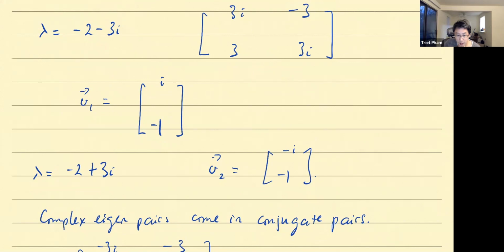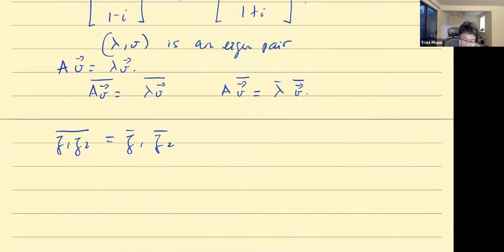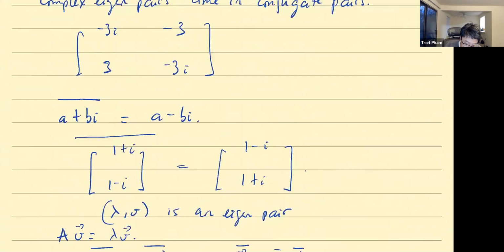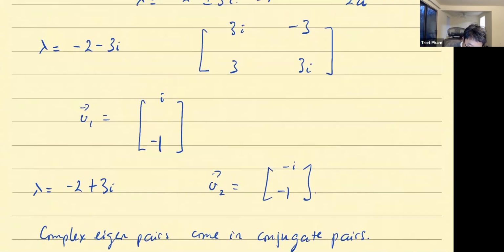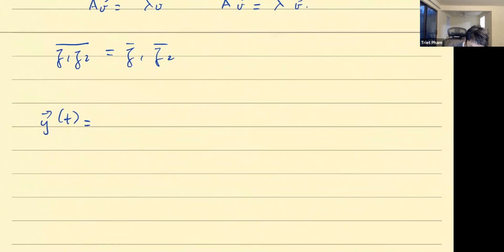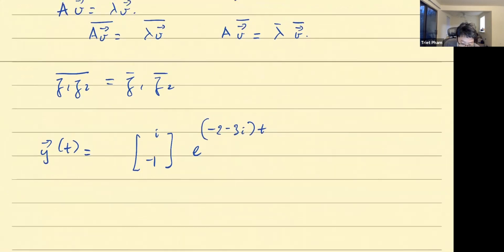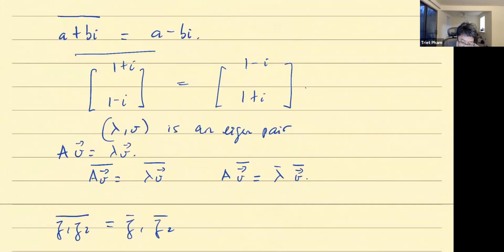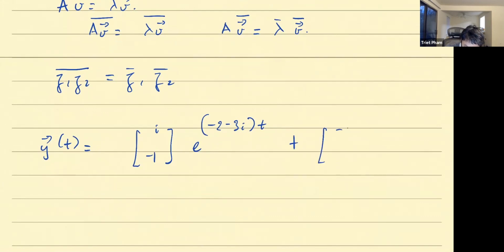Okay. So now, what do I do? Now I will form the solution. First you solve it in the naive way, which is this. So it's i minus 1, i minus 1 and minus 2 minus 3i. I minus 1 times e to the minus 2 minus 3i times t. And the other is a conjugate of it. So it's going to be minus i minus 1 times e to the minus 2 plus 3i times t. Okay.